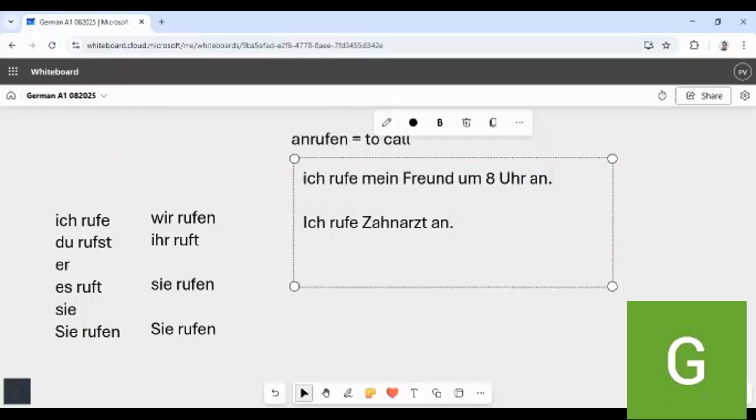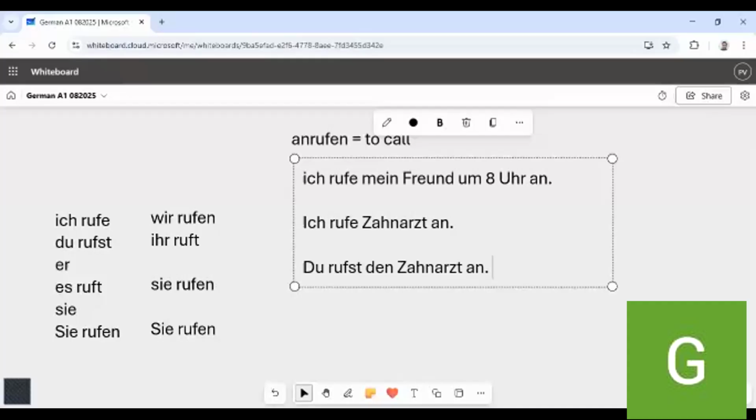And suppose you want to say that you are calling the Zahnarzt, then you will frame a sentence like this. Du rufst den Zahnarzt. Always the first part of the Trennbar verb will come last. Without conjugation, the first part will come at the second position. Then with conjugation. Perfect.